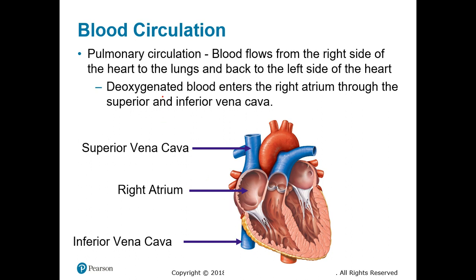So our first part says deoxygenated blood, and all that means is that it doesn't have oxygen. This blood enters into our right atrium, located right here, through two different routes, the superior vena cava and the inferior vena cava. So our superior vena cava brings blood from the upper body, and our inferior vena cava brings blood from the lower half of the body. And they all dump into this right atrium cavity.